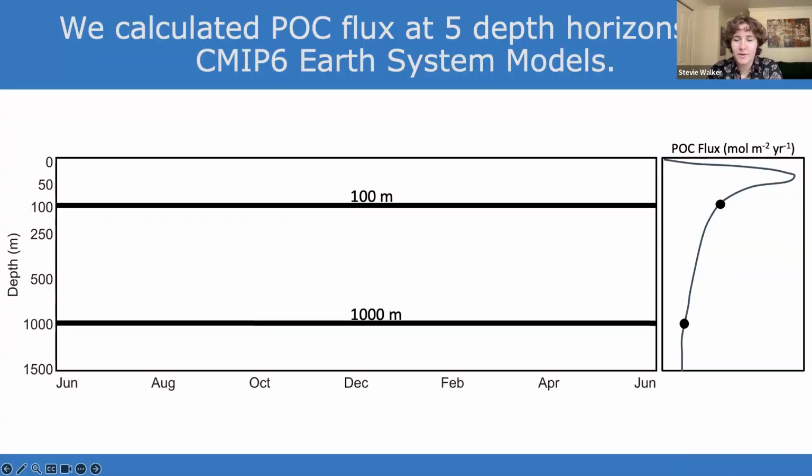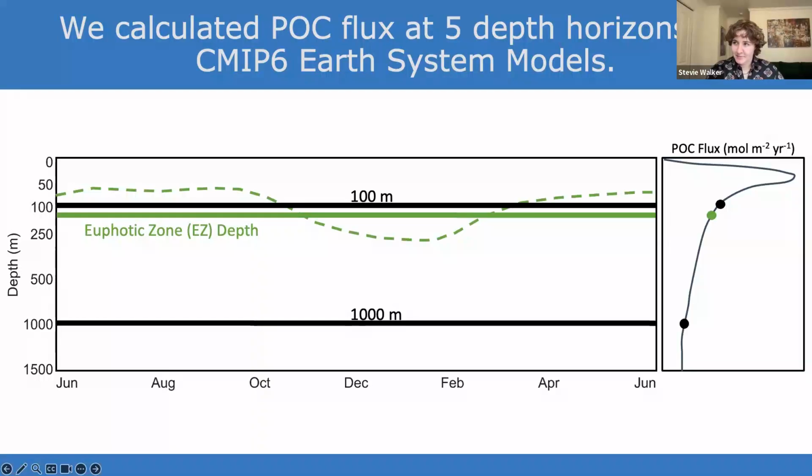Okay. So we looked at 1,000 meters because this is a good metric to assess long-term carbon sequestration, since POC that makes it below this depth will likely be out of contact with the atmosphere on longer timescales. Wilson et al. also looked at 1,000 meters for the same reasons. And 100 meters and 1,000 meters are the two depth horizons that are easiest to calculate in the models.